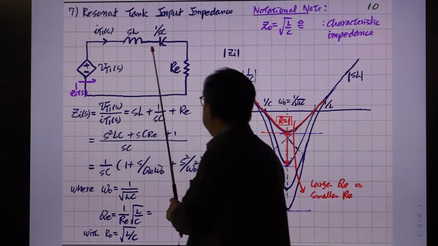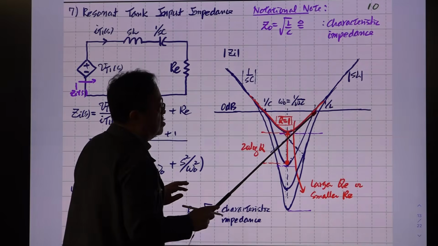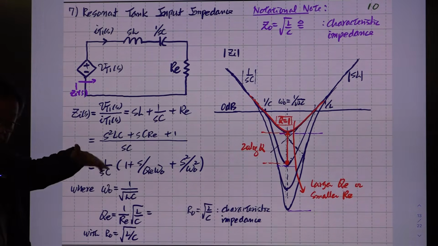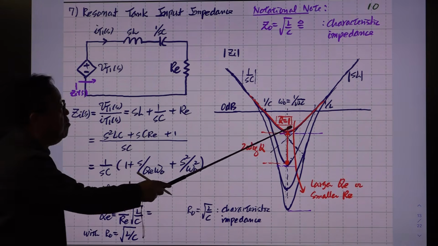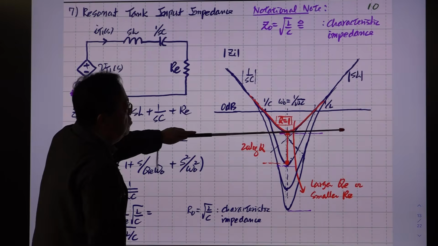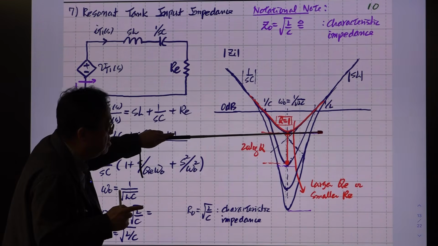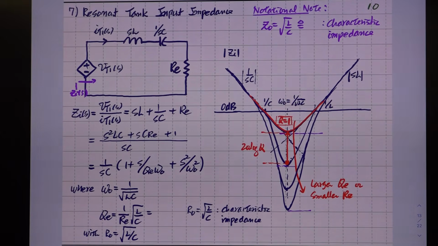Another one is the slope of the asymptote of this one, and this frequency is 1 over L, for the same reasoning as the previous one. So we have this input impedance curve. We are assuming Q of 1 here, and this value is the characteristic impedance of this resonant tank circuit. So this is RO.